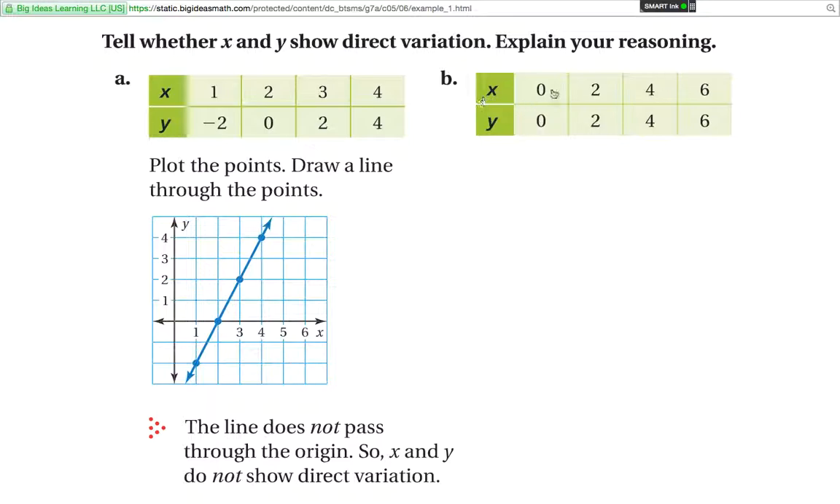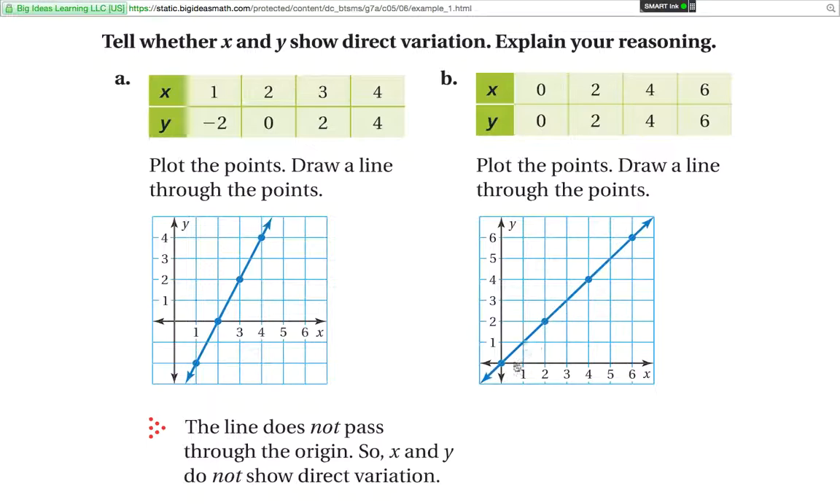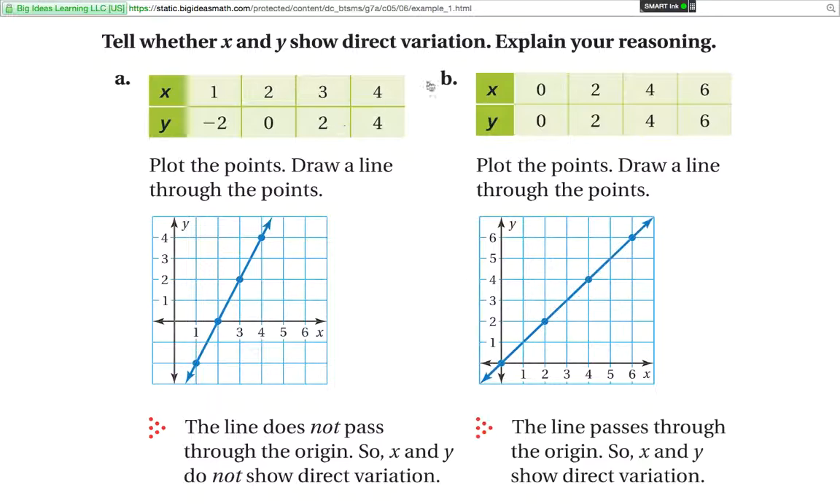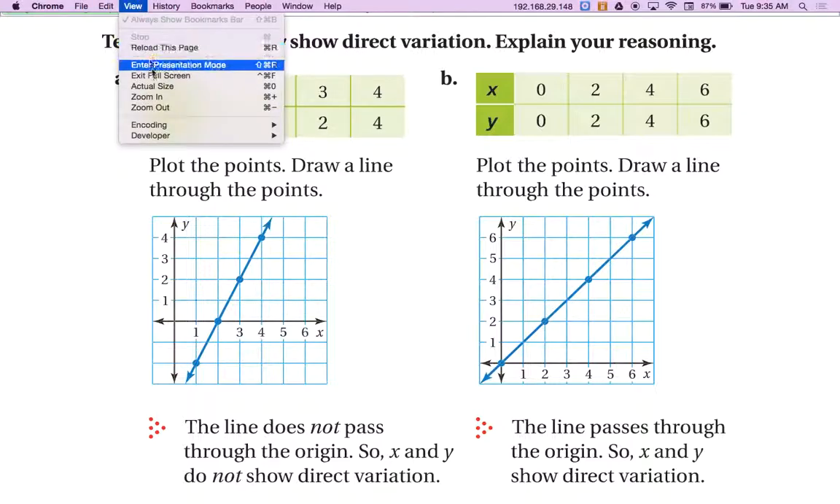Over here, letter B, you can see we have (0, 0), which is a good sign right there. It goes up 2, 2, 4, 4. So it's pretty constant. Plotting the points visually helps you see it. Notice it does go through (0, 0), and it is going up towards the right on a straight line. Therefore, we know it is direct variation. Okay. The next one.